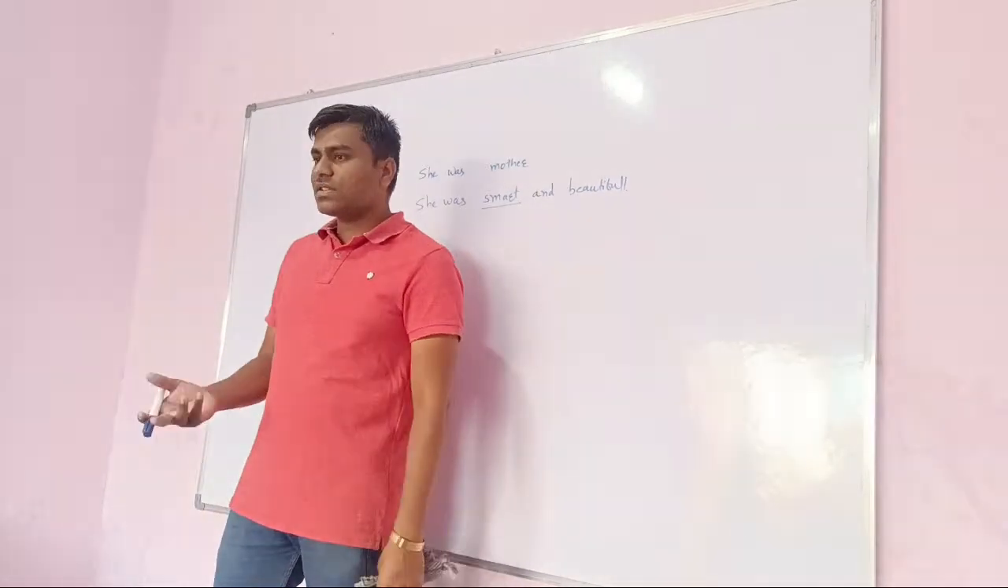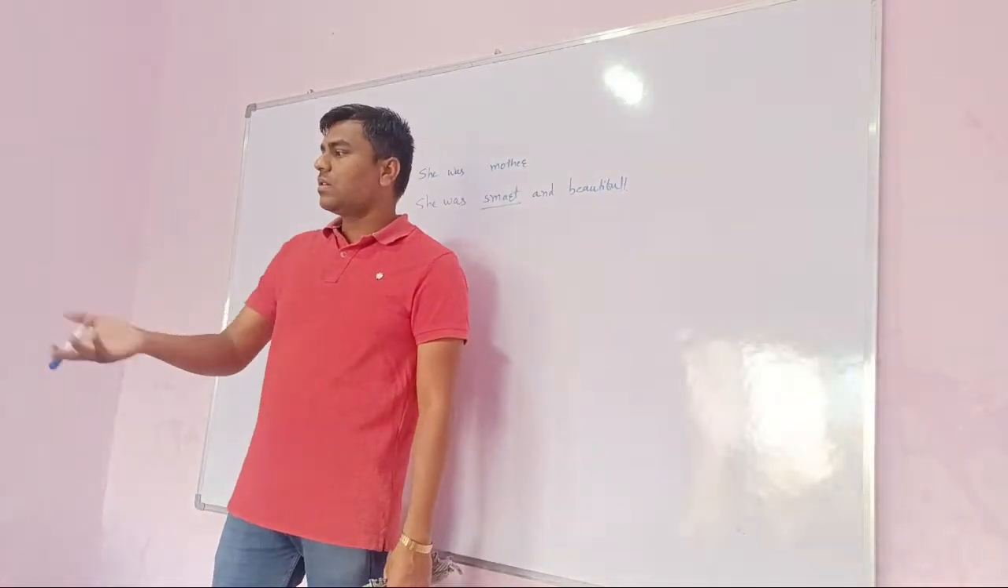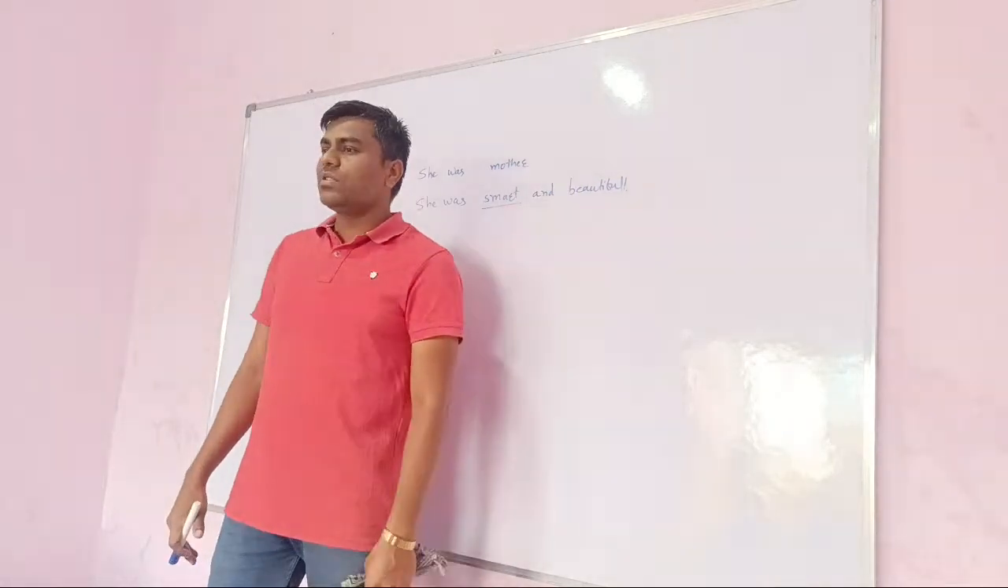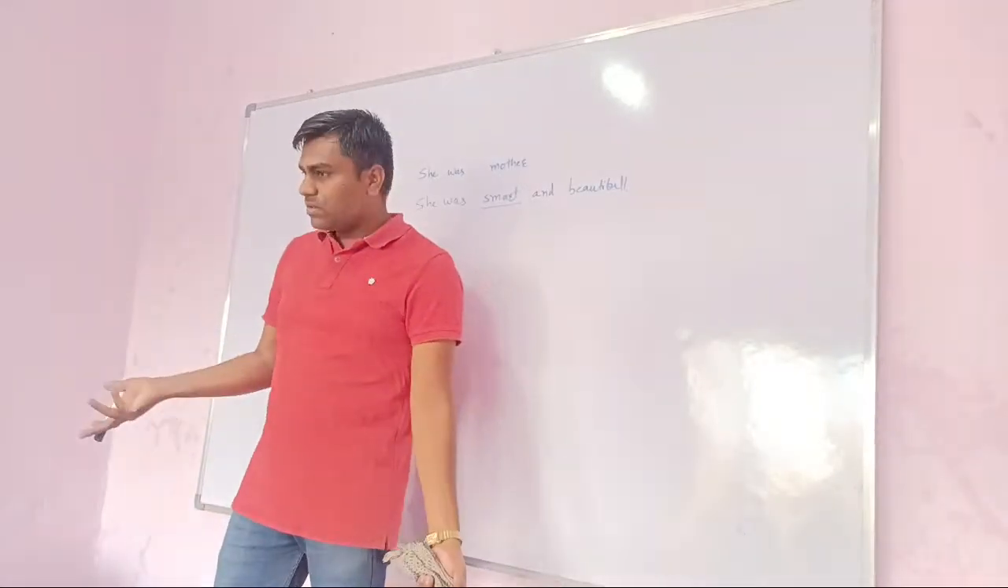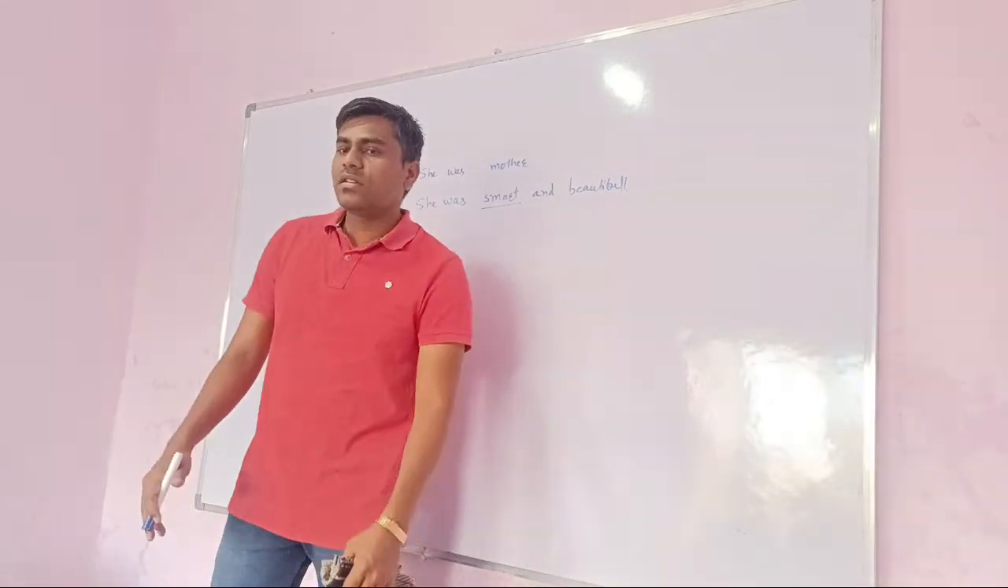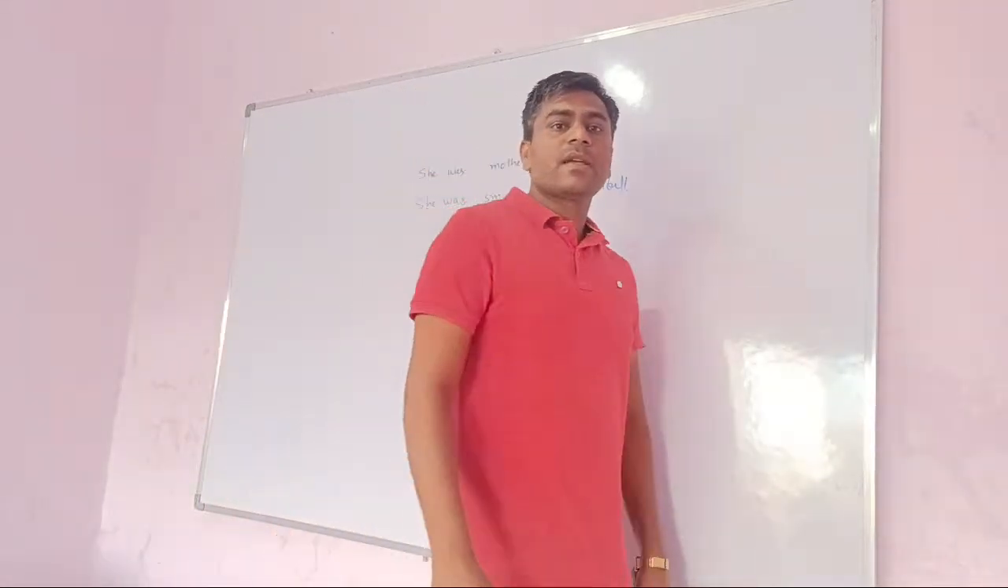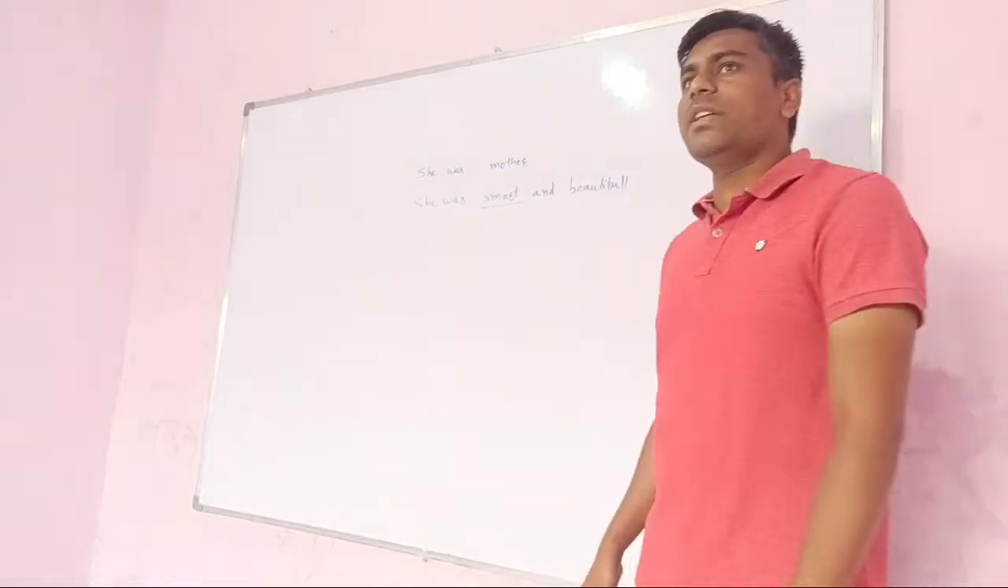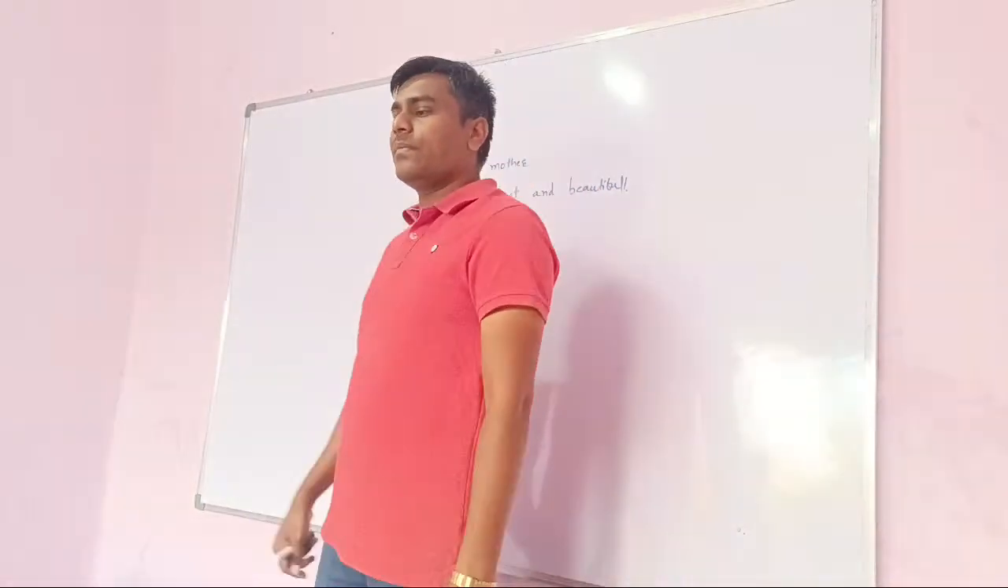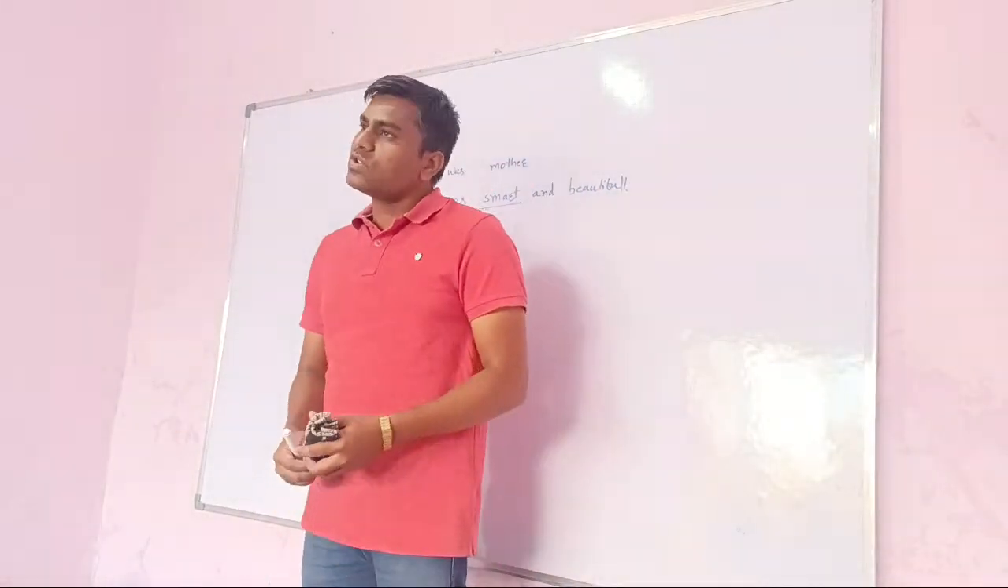Sumit, where is? She was sun and moon. Where is Sumit? She was daughter and mother. Yes, she was daughter and mother. Sir, she was student and daughter.